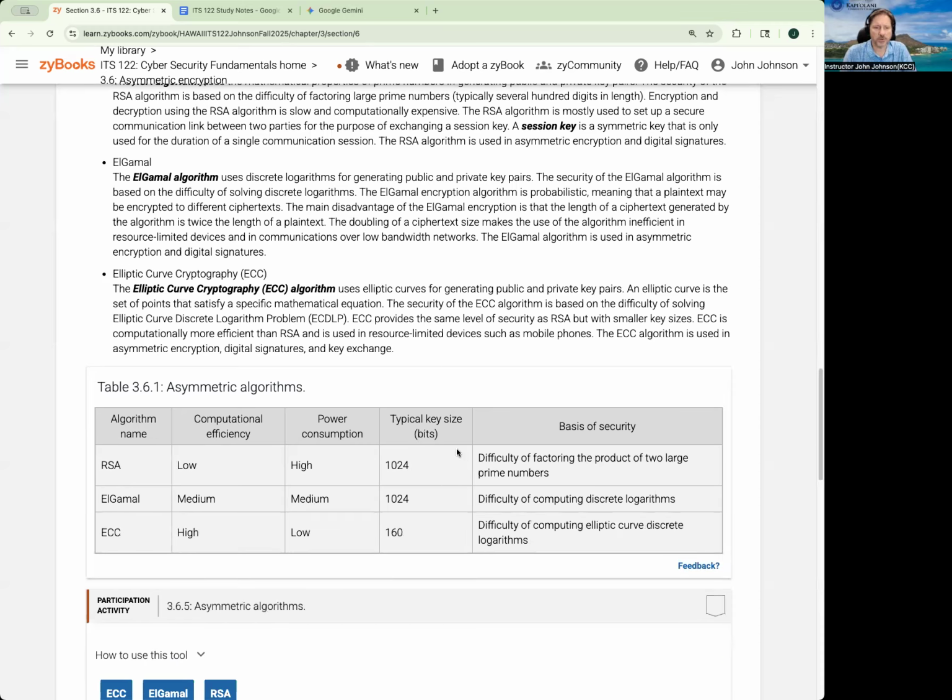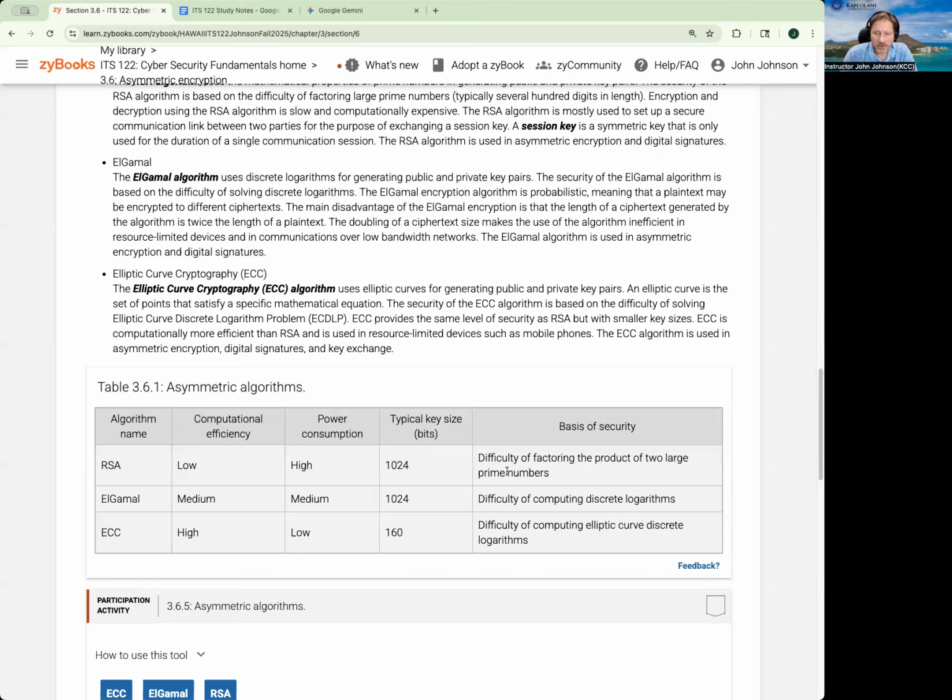And they have a nice chart here for us looking at the asymmetric algorithms. So it's got the computational efficiency and the power consumption. Power consumption is something we didn't talk about up above, but that's also important depending on the devices that you're using. And you can see the differences in the key sizes as well. So ECC, which is one of the better ones, is very computationally efficient. It uses low power, and the typical key size is going to be 160 versus 1024.